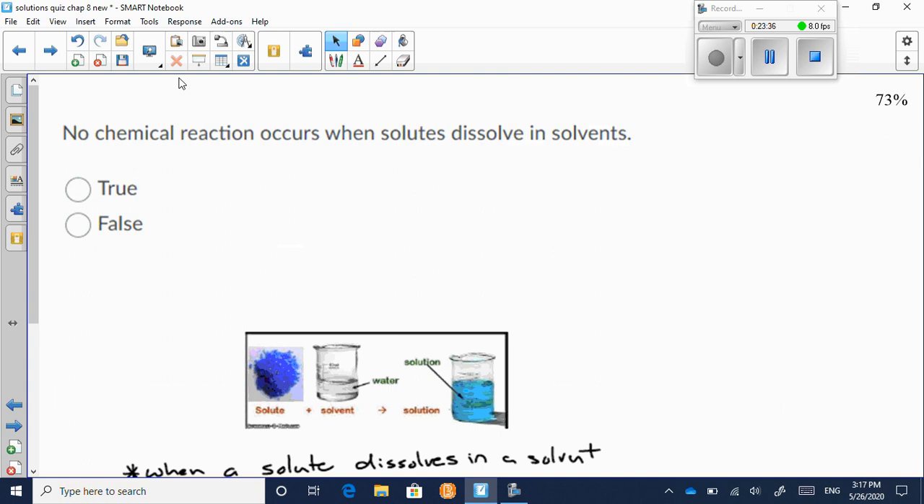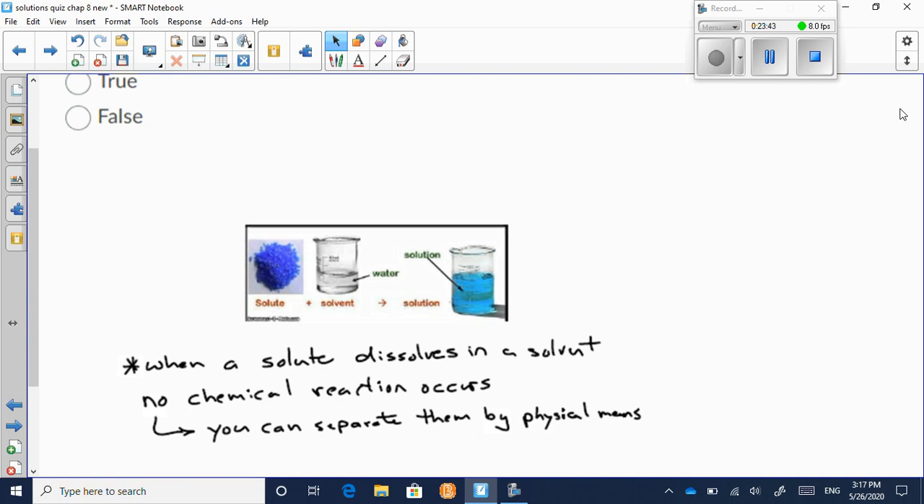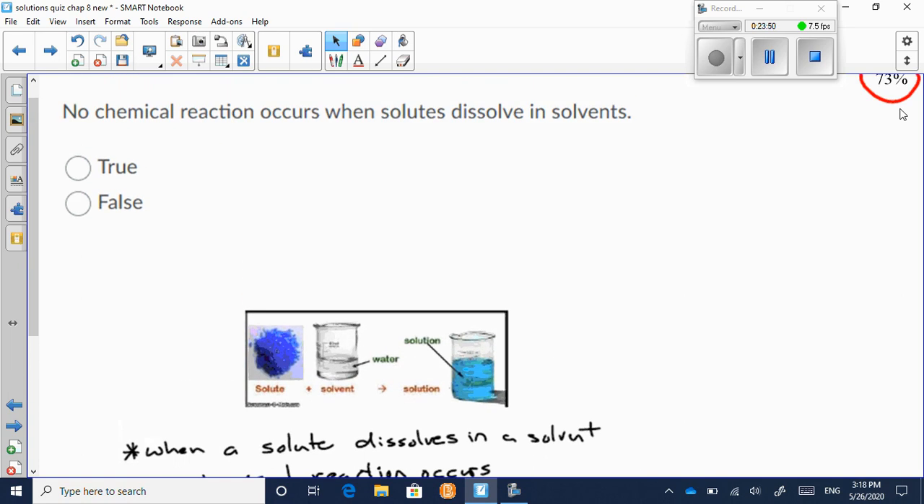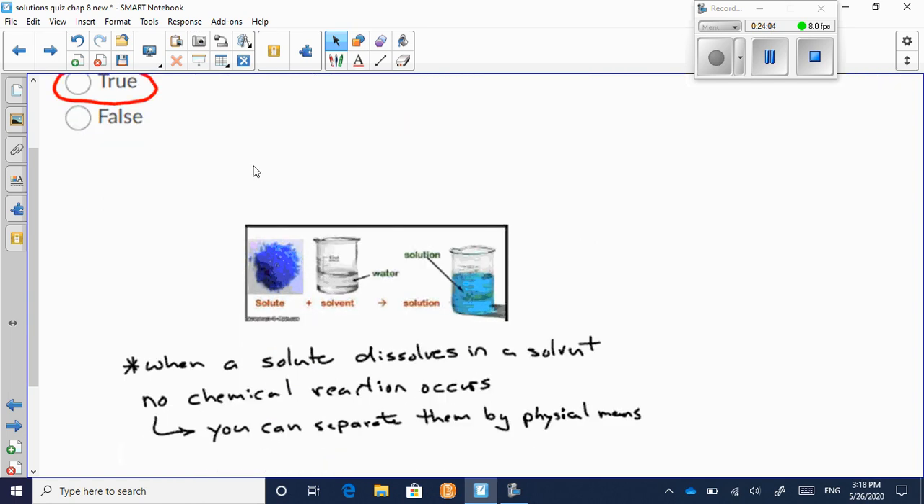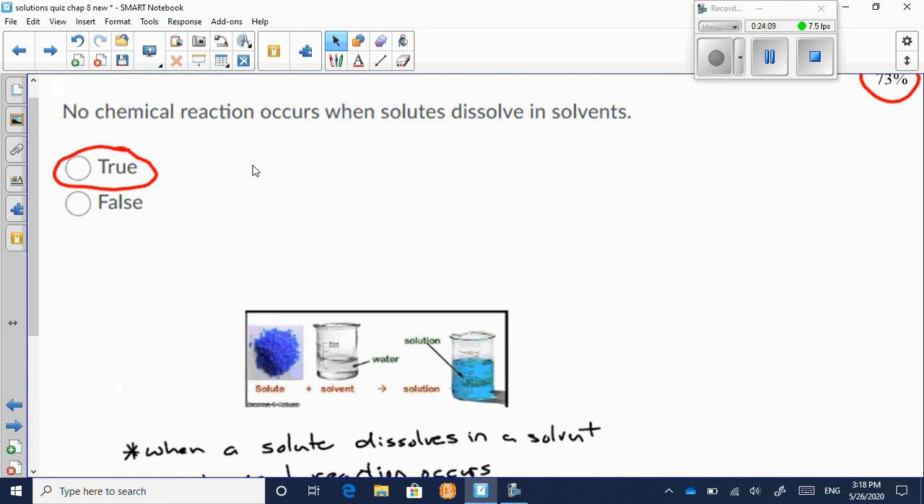No chemical reaction occurs when solutes dissolve in solvents. 73%. You guys, anytime something dissolves in a solvent, it is not a chemical reaction. So it says no chemical reaction occurs. That is true. There is not a chemical reaction. You could get your solute back by evaporating off the solvent, by evaporating the water. So when a solute dissolves in a solvent, no chemical reaction occurs. You can separate them by physical means.